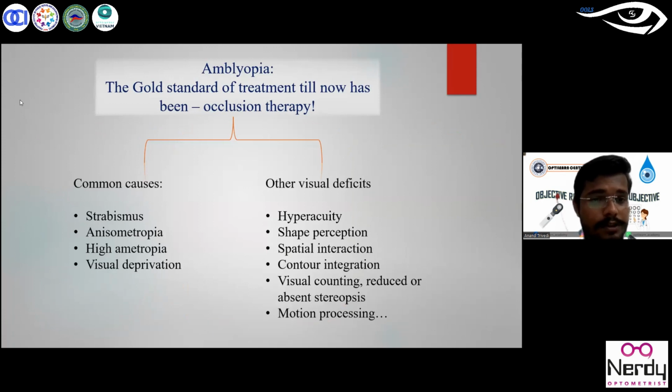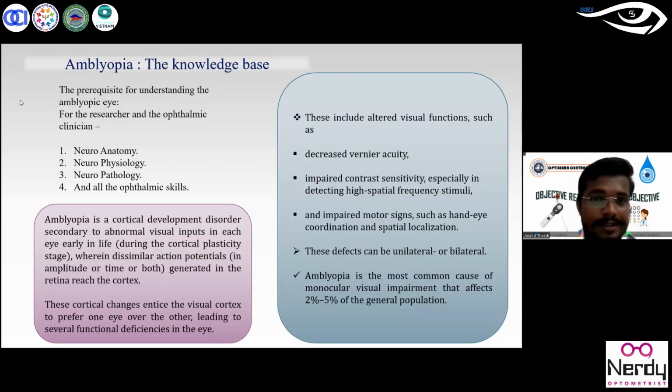So what are the common causes of amblyopia? There is strabismus, anisometropia, hypermetropia, and visual deprivation. And the other visual deficits: hyperacuity, shape perception, spatial interaction, contour integration, and visual counting, reduced or absent stereopsis, and motion processing. The knowledge-based prerequisites for understanding the amblyopic eye, for the researcher and the ophthalmic clinician, are neuroanatomy, neurophysiology, neuropathology, and all the ophthalmic skills.